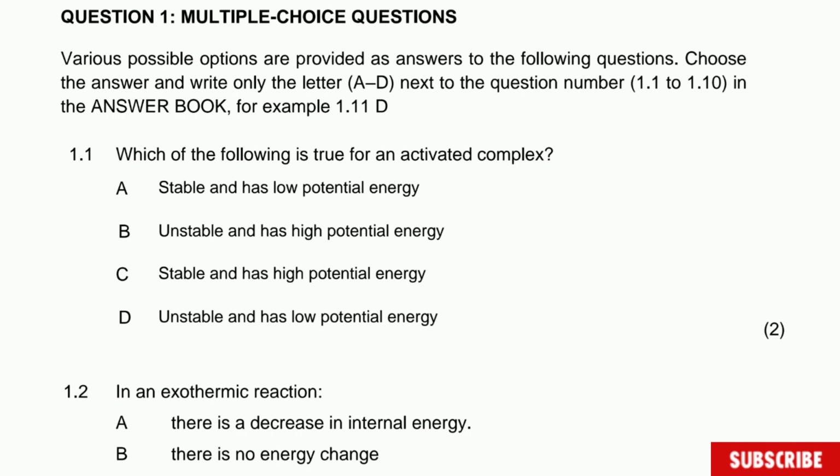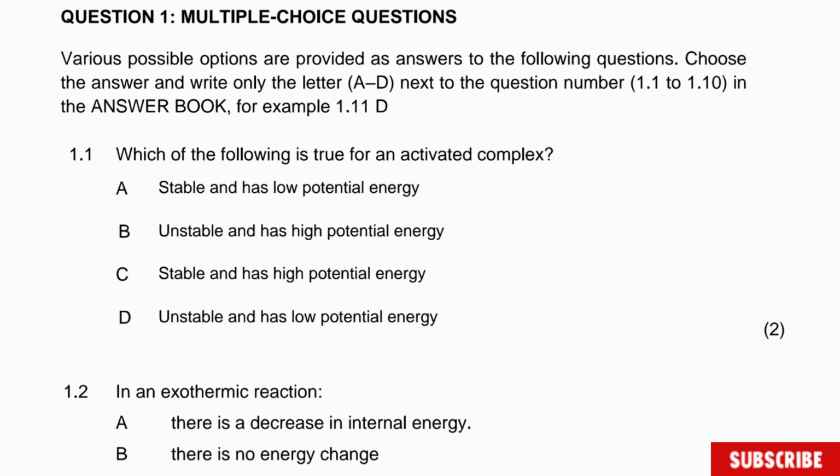Various options are provided as answers to the following questions. Choose the answer and write only the letters A to D next to the question number in the answer book. So question 1.1: which one of the following is true for activation complex? Now remember, activated complex is the unstable stage of transition where bonds are broken and new bonds are forming.